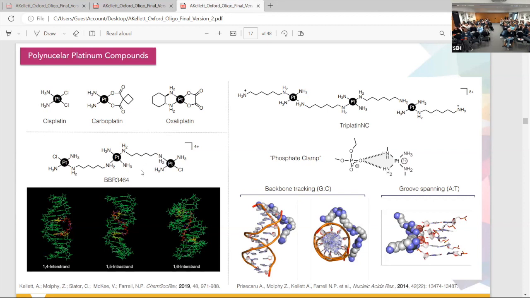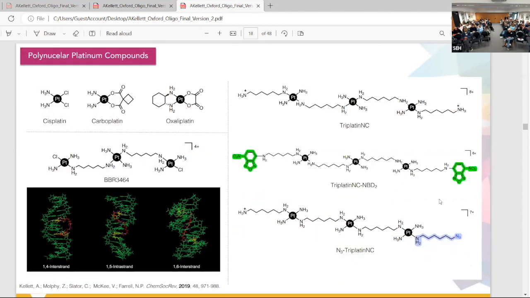And since then, there's been an interest in developing these fully trans-symmetric compounds that can phosphate clamp or interact with the phosphate backbone through two limiting binding modes, GC and AT. So groove backbone tracking, where the molecule interacts with a single strand of DNA, and another one across the minor groove, which is AT dependent.